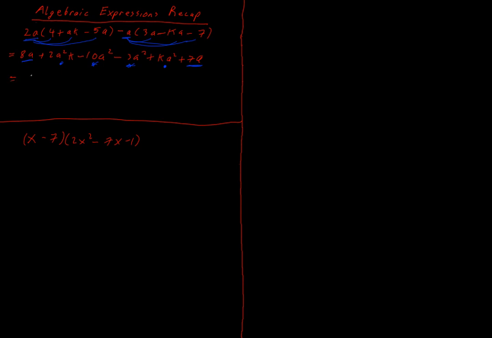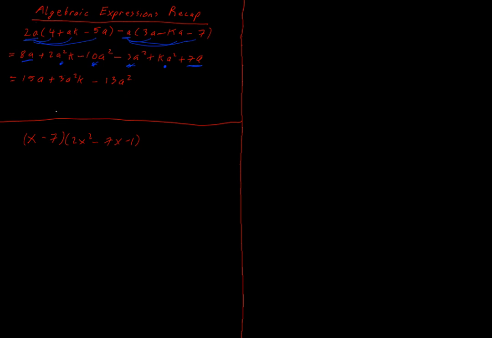So if we add up our like terms now, we are going to have 8a plus 7a is going to leave us with 15a. 2a squared k plus 1a squared k is going to leave us with 3a squared k. I could have written that as 3k a squared if I preferred. And then minus 10a squared minus 3a squared is going to leave me with minus 13a squared.